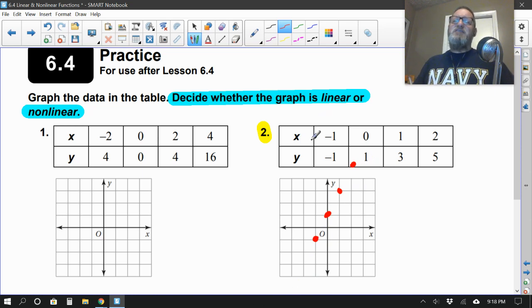And let's check, instead of the graph, though, do I have a consistent rate of change? Well, -1 to 0 to 1 to 2. Well, these x's are increasing by 1.